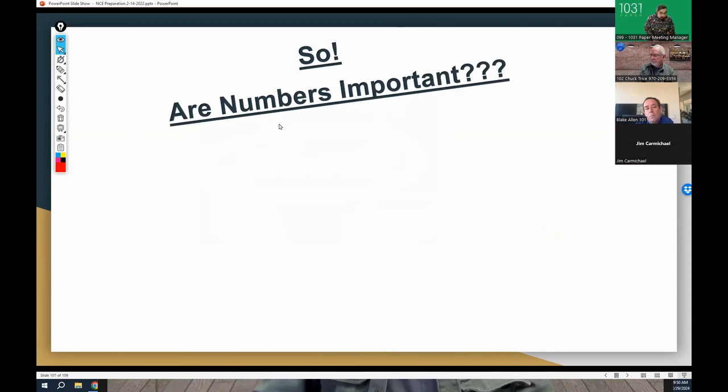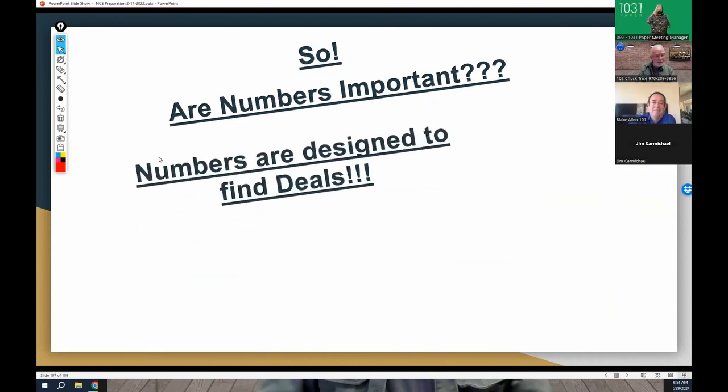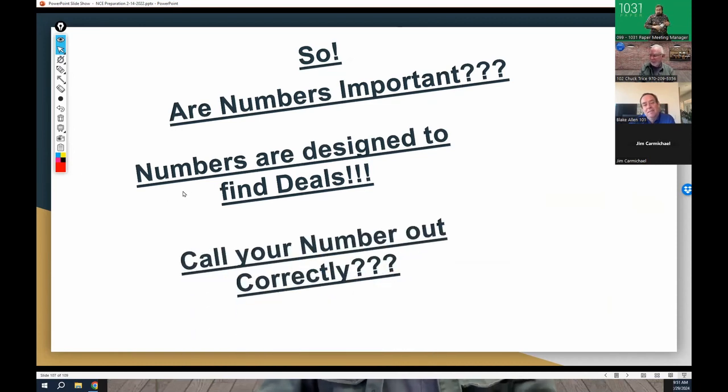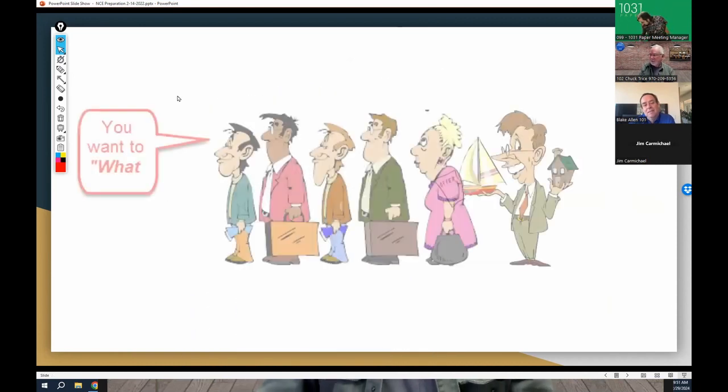So, are numbers important? When you go to NCE coming this April, I'll be standing there saying, you need more than just your meeting number. When you throw it out, you need your meeting number and your package number. And so that's a big theme. And you can see why they're important. They're designed to find deals. And you call out your number correctly.